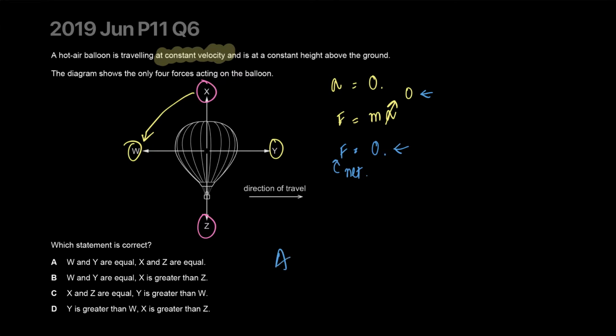So A is our best bet. And I think the rest are just other permutations. W and Y are equal, but X is greater than Z. Who cares, right? There's no change in velocity. It's just there. Okay, moving on.